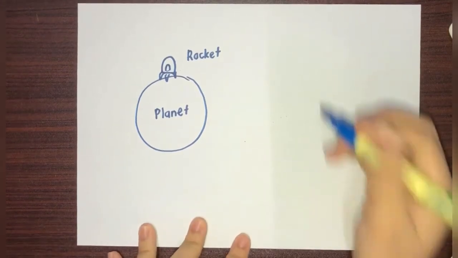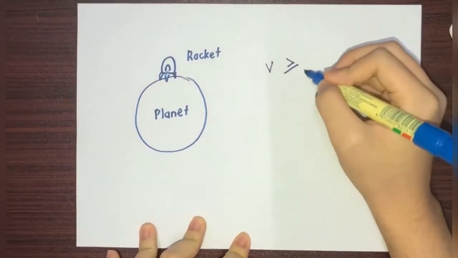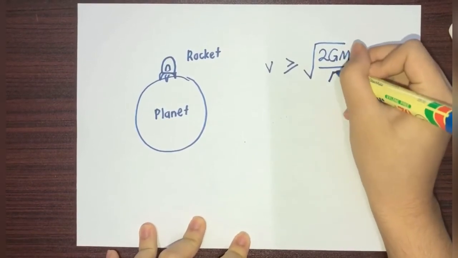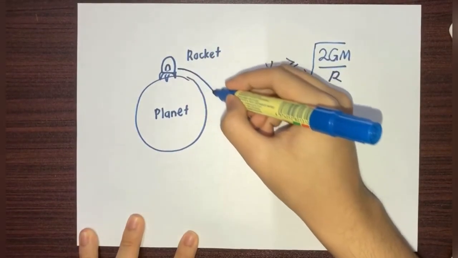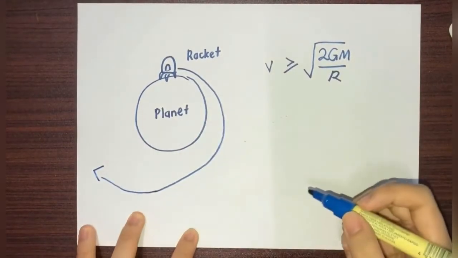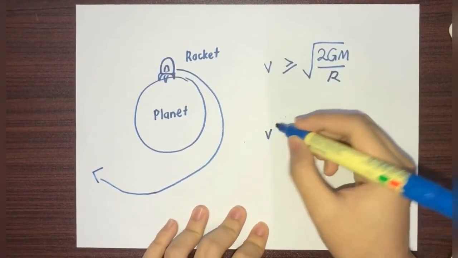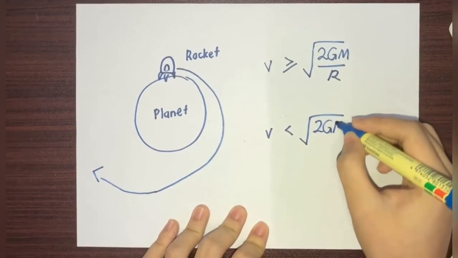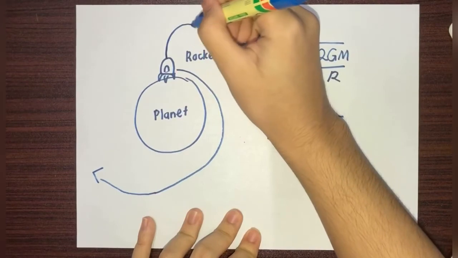Therefore, a rocket having minimum velocity equal to or greater than escape velocity will follow a curved path and will escape the gravitational pull of the Earth. However, if the rocket is launched with a velocity less than escape velocity, then it will fall back on Earth due to gravity.